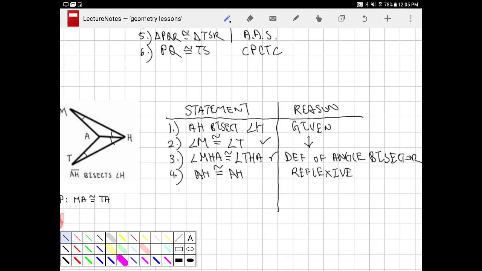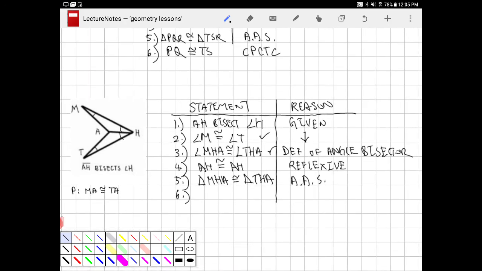So when we know that AH is congruent to itself because of the reflexive property, this is now actually enough information for me to say that triangle MHA will be congruent to triangle THA, and this is because of angle, angle, side. This is actually enough information for me to now say that MA is congruent to TA. And what's the reason again? Well, that's because corresponding parts of congruent triangles are congruent.